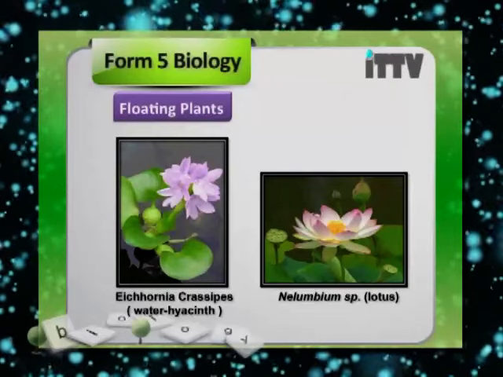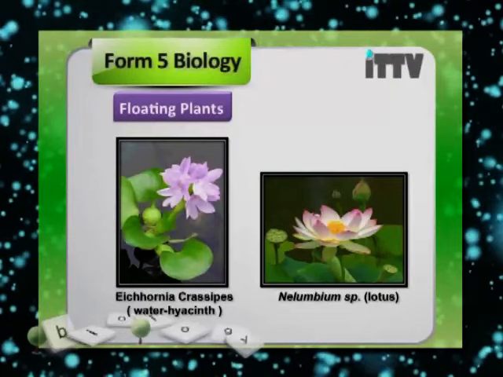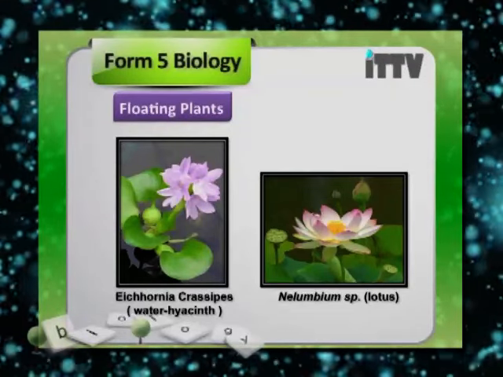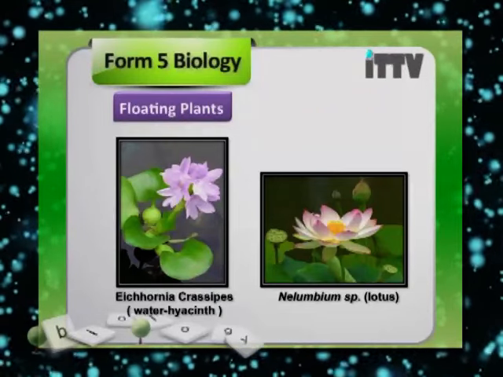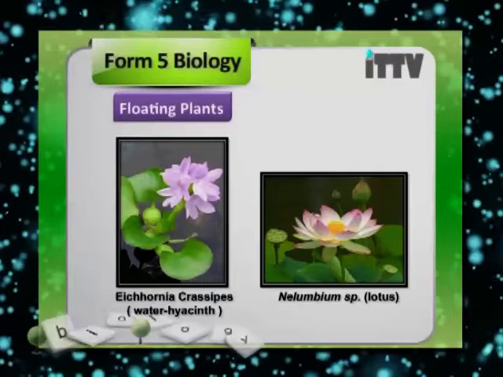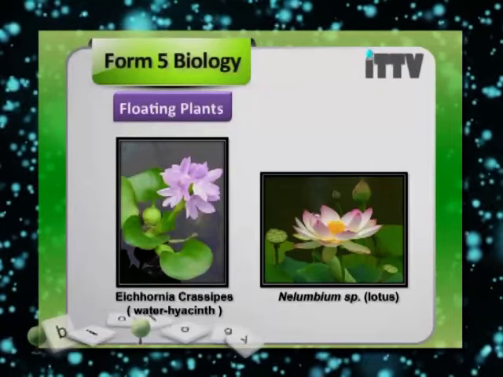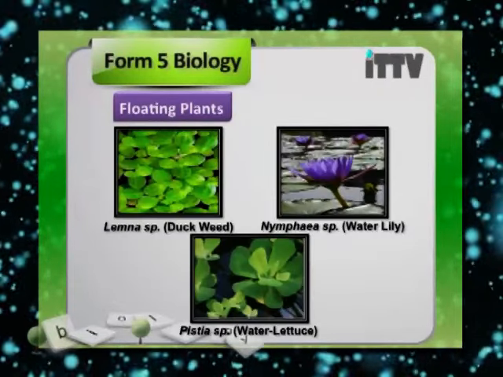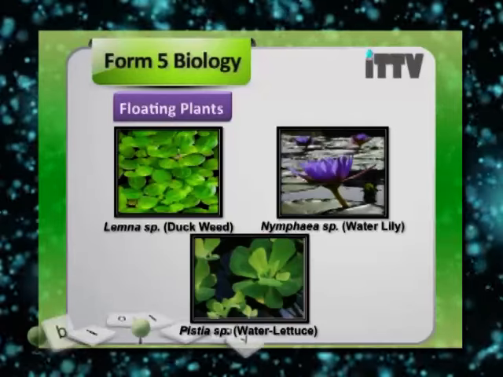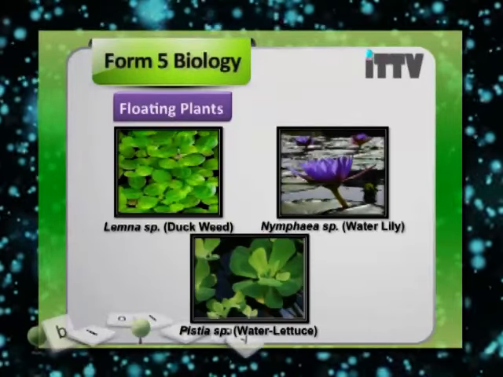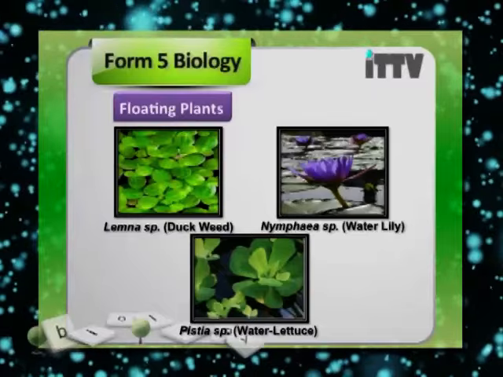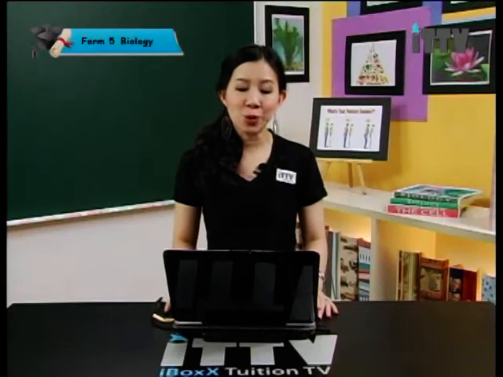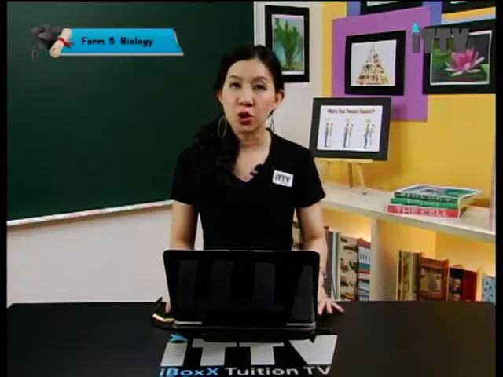Now, how about some pictures of floating plants? We have plenty. Firstly, you have the water hyacinth, known as Eichhornia crassipes. And we have the beautiful lotus, known as Nelumbium species. We have duckweed, which is quite common, Lemna. Nymphaea, which is water lily, also gorgeous. And the Pistia, which is known as the water lettuce. Water lettuce because it looks like lettuce, but it's floating on top of water.